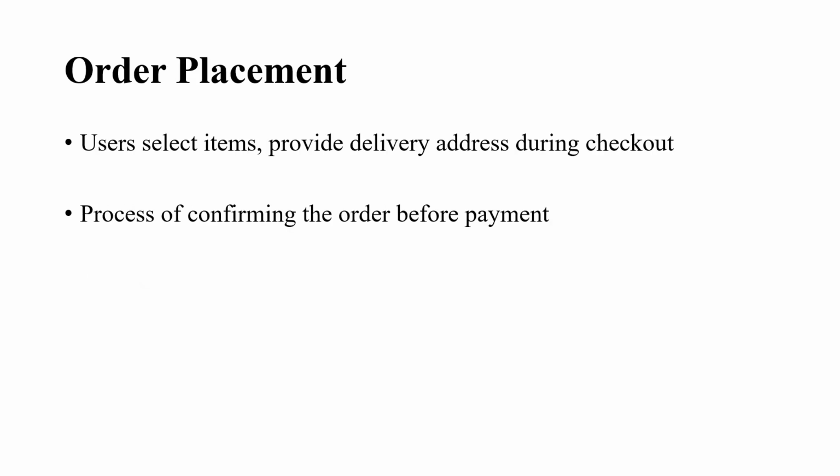And then if we see next, order placement. Users select items, provide a delivery address during checkout. So for order placement, we have to order the items that are selected by us, and then we have to provide an address without which we cannot deliver. So yeah, we have to provide our delivery address during checkout, and then the process of confirming the order before payment. We just click on a confirm button so that users are ready to confirm our order, and we can place the order.